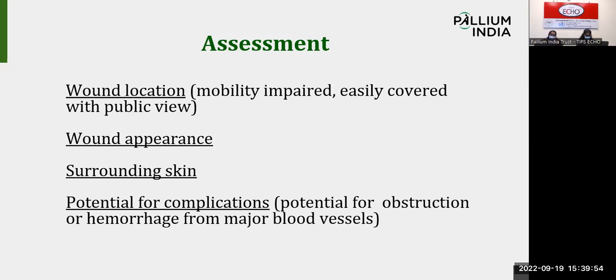And wound appearance is also very important, as is the surrounding skin and the potential for complications. This is very important because head and neck cancers might develop profuse bleeding. Maybe the tumor will be compressing the blood vessels and cause profuse bleeding. If it happens at home, the caregiver should know how to manage that situation. So that is very important. If there are head and neck cancer patients, you have to prepare the patient's family for that.